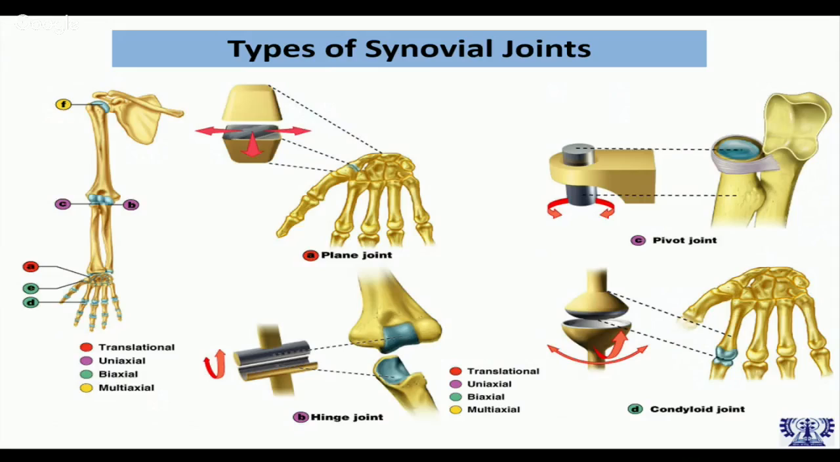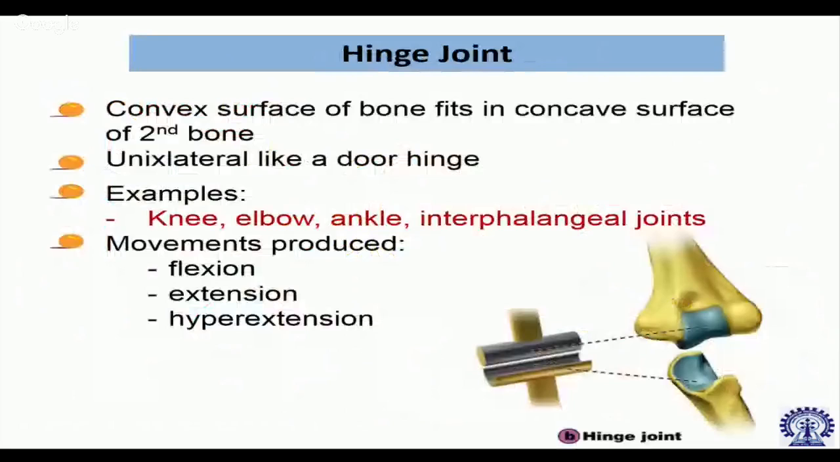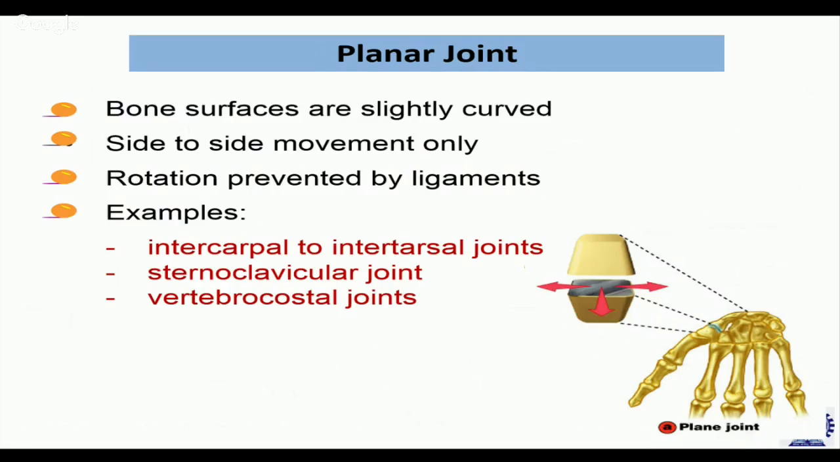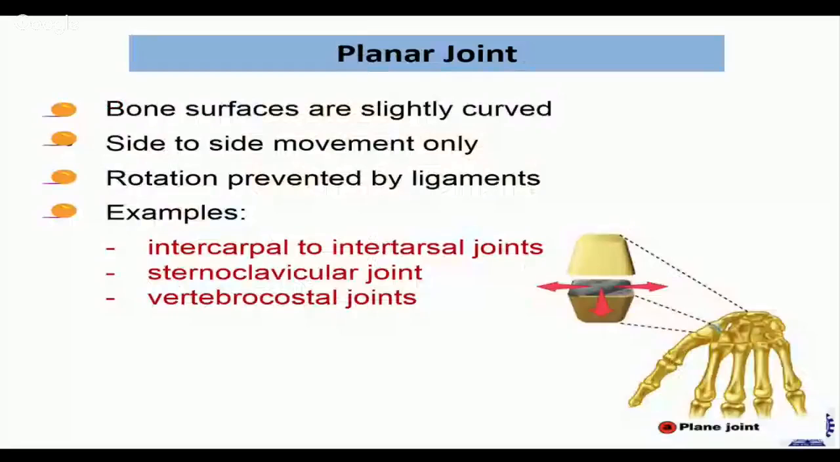We will try to move fast with the hinge joint examples. We have the knee, elbow, ankle, and interphalangeal joints. This is an example of a hinge joint. Then we have the planar joint. These are joints mostly in the wrist and the fingers. Examples are the intercarpal and intertarsal joints. We also have the sternoclavicular joint in the shoulder.